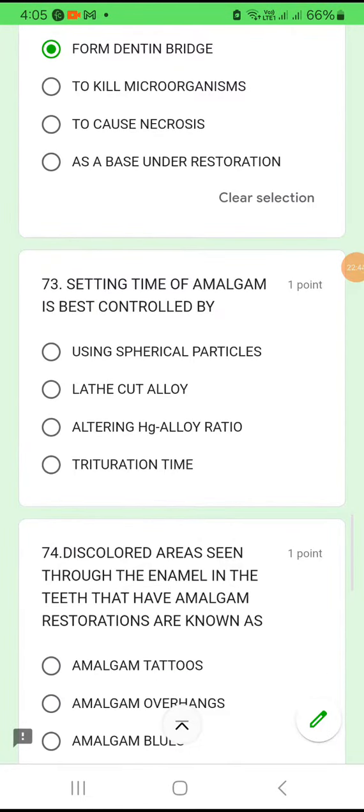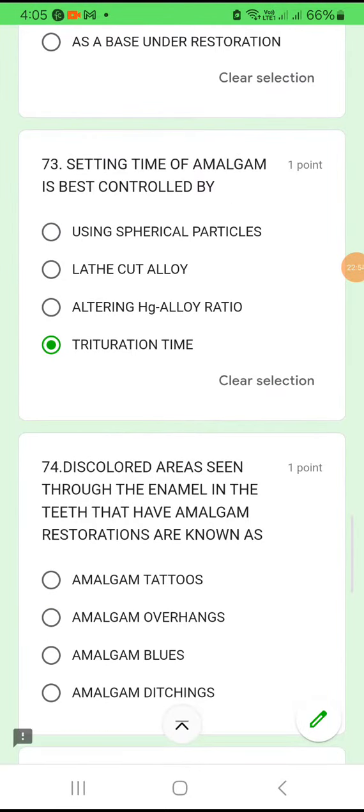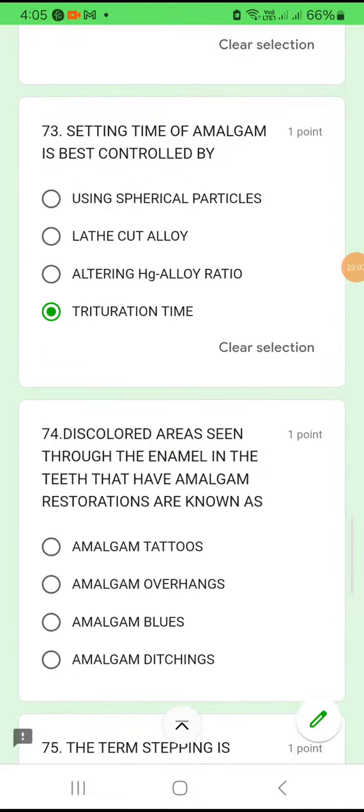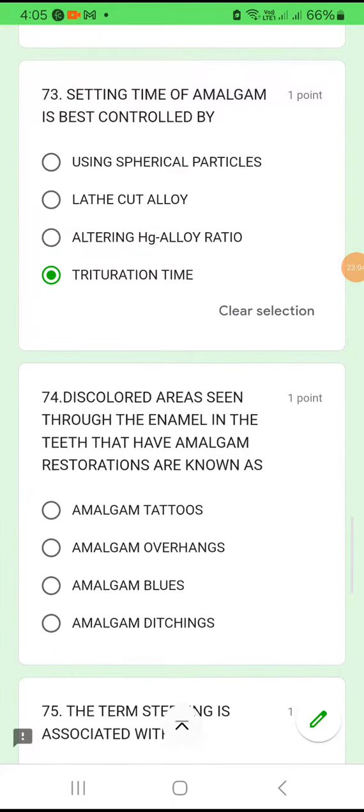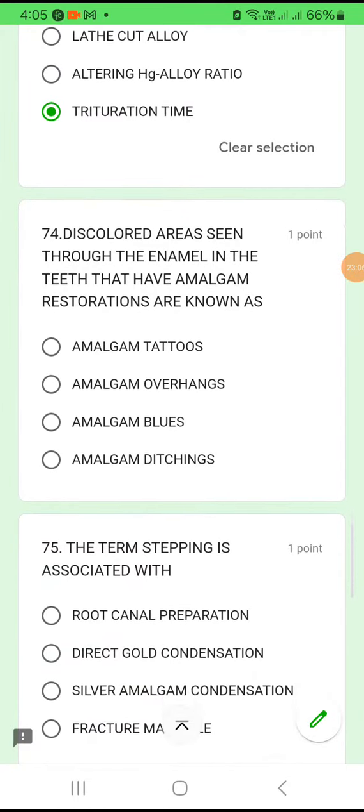Question number 73. Setting time of amalgam is best controlled by, how can you control? By improving the trituration, so trituration time. Not by using spherical particle, not by lathe cut alloy, not by altering mercury alloy ratio. All this will not change the setting time. Only trituration time, we can better control the setting time of amalgam. Question number 74.